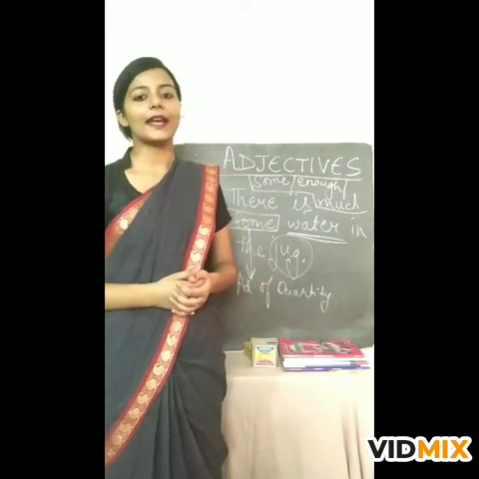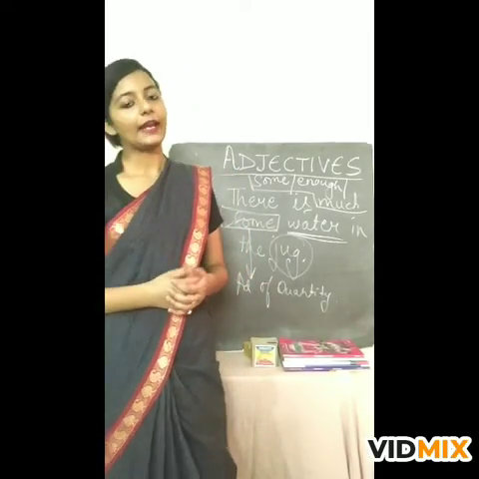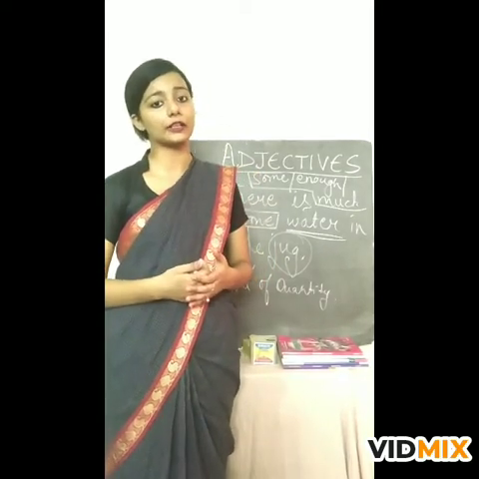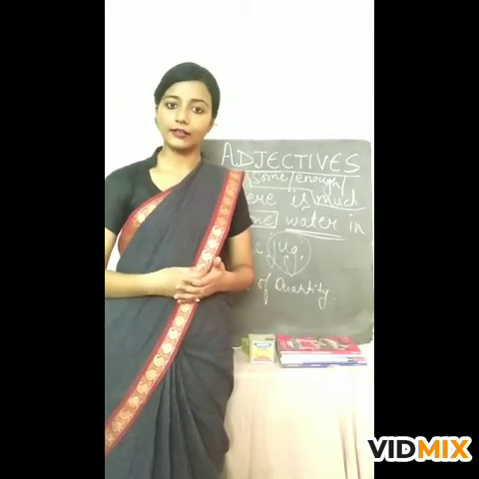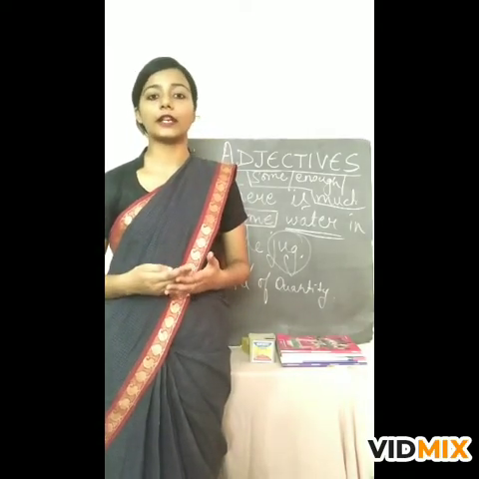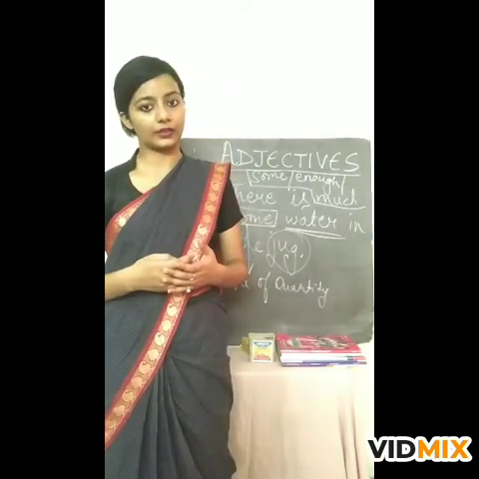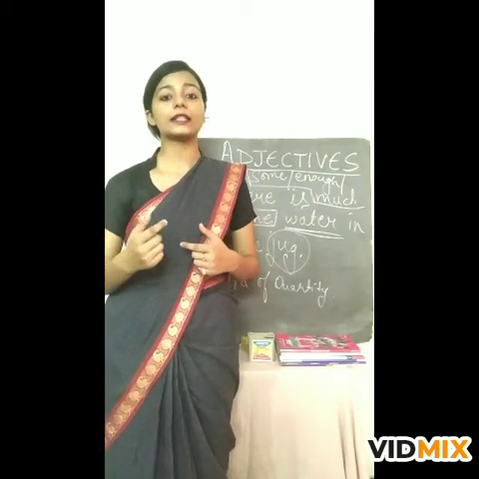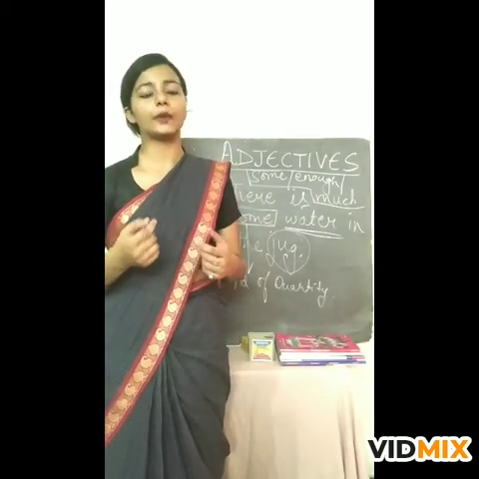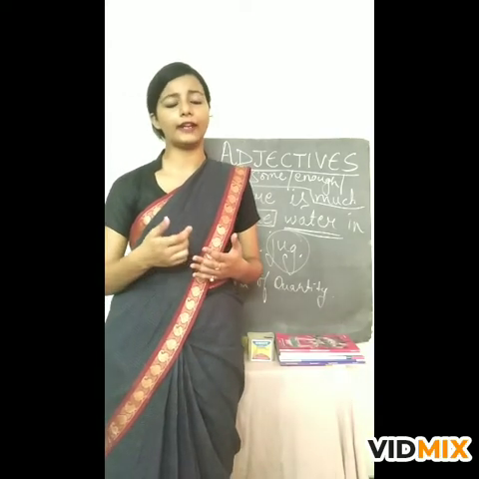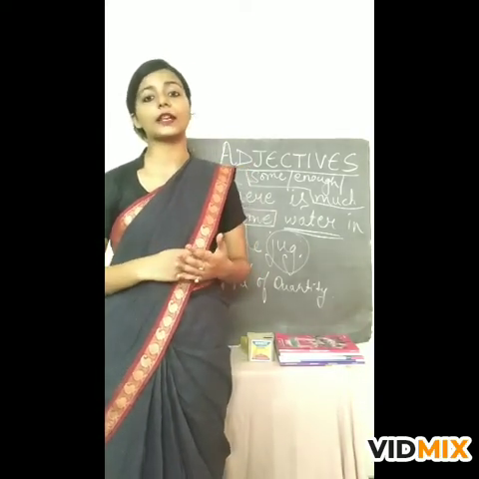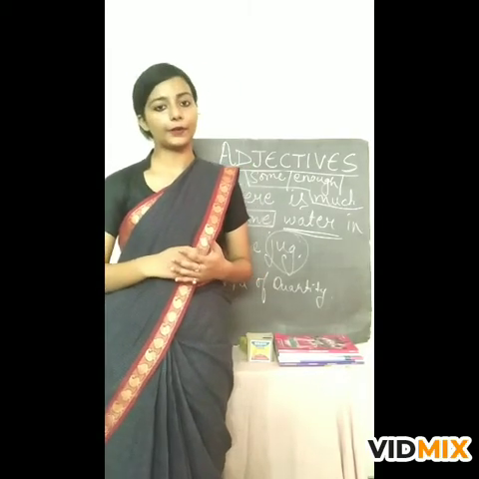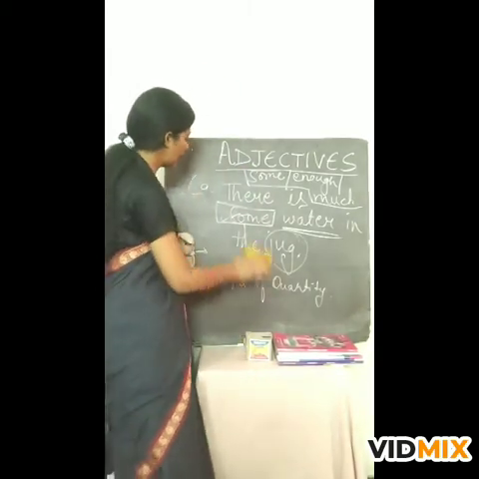The third is the adjective of number. Adjective of number describes how many persons or things are there. How many persons or things we are talking about. In this, the question arises about how many. It is countable. For example, 1, 2, 3, 5 or several, as well as few. All these are the adjective of number. Let us take one example.